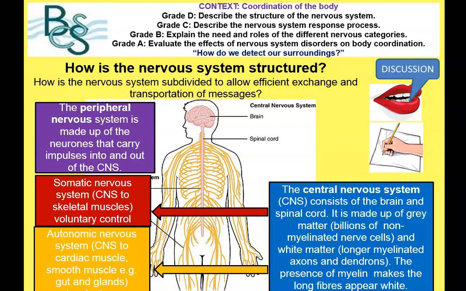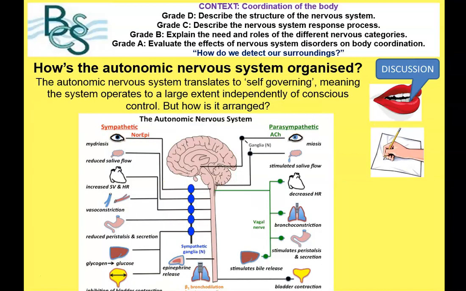Now, the autonomic nervous system can be further divided into two further regions, one called the sympathetic nervous system and one called the parasympathetic nervous system. Now, generally, the sympathetic nervous system is used to increase activity, such as your heart rate, whereas the parasympathetic nervous system is used to decrease activity, for instance, to slow down your heart.